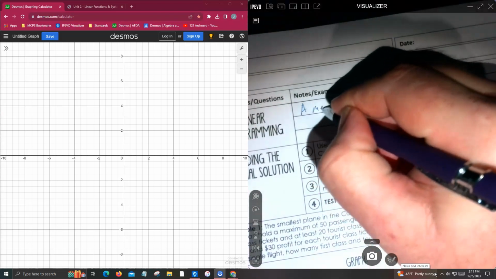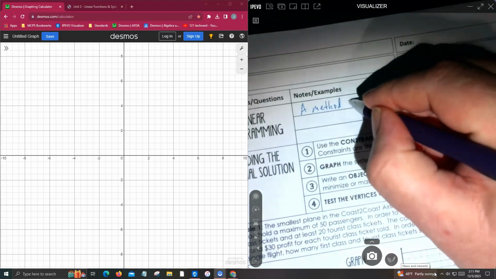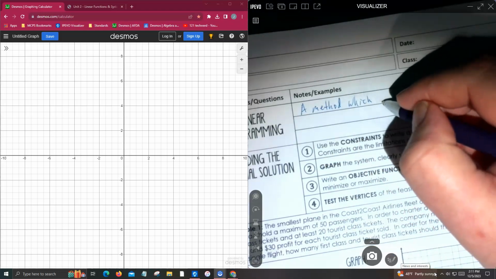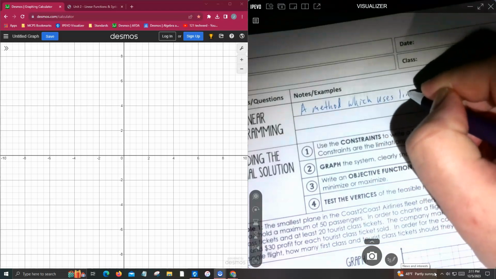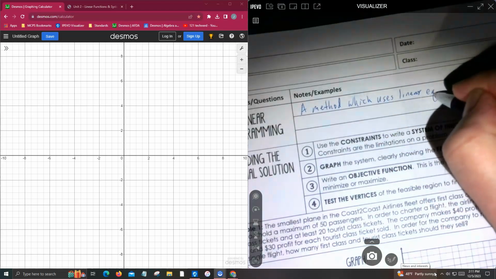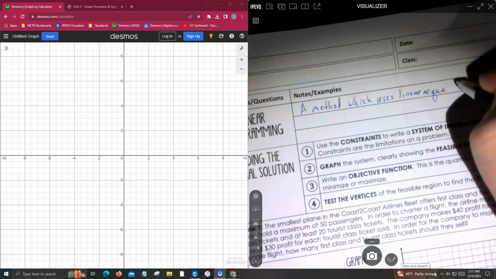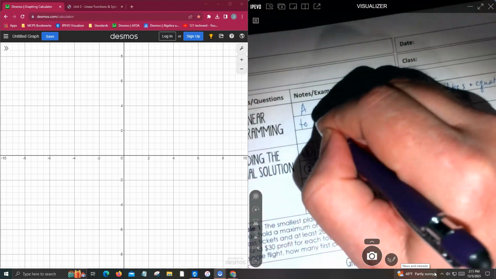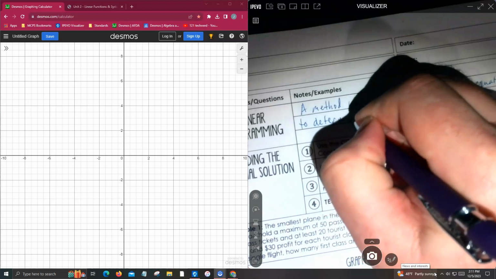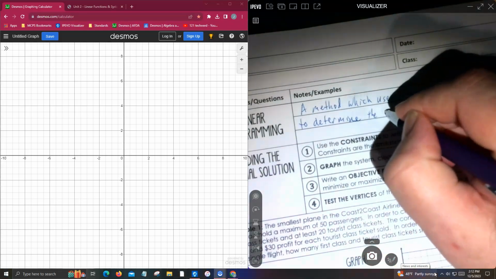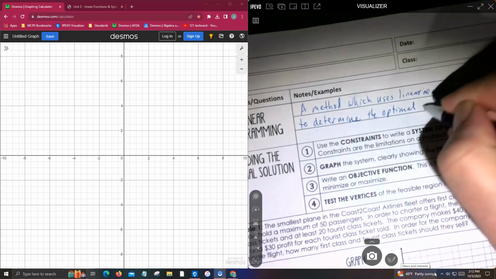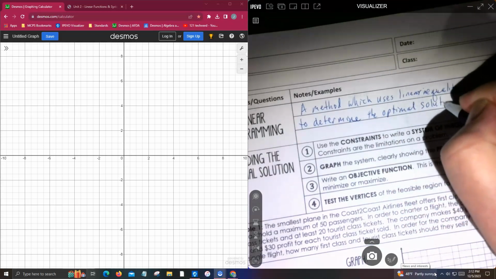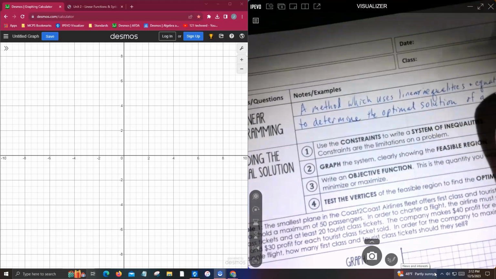It's a method which uses, like I said before, linear inequalities. Forgot the word in there. Sorry about that. Inequalities and equations to determine the optimal solution, the best solution, of a certain situation.